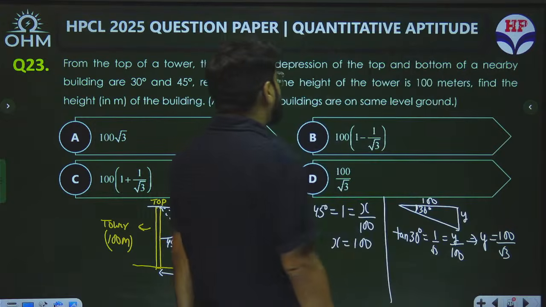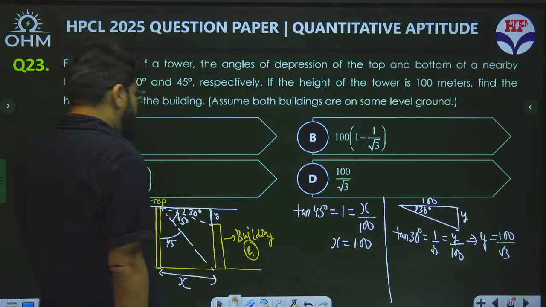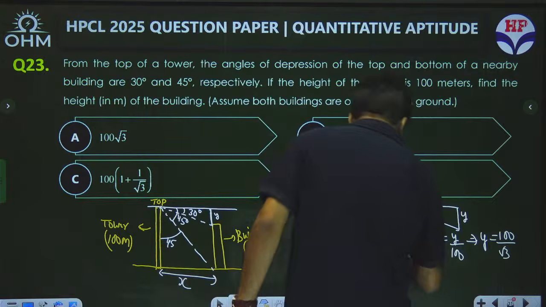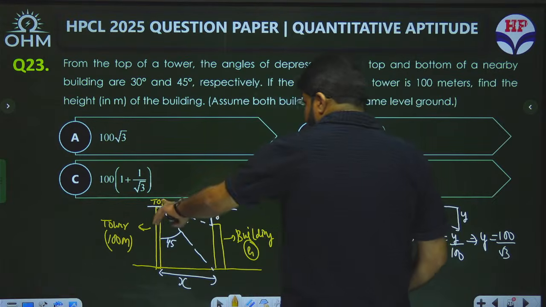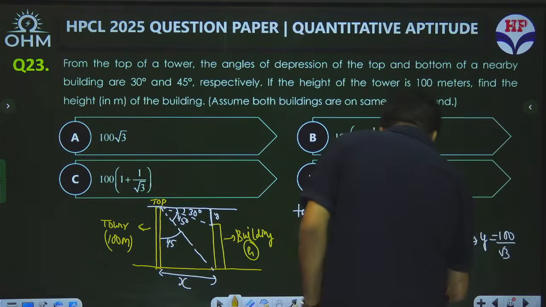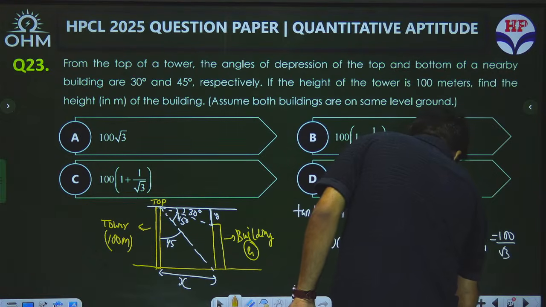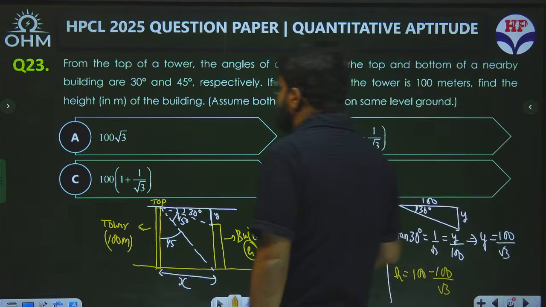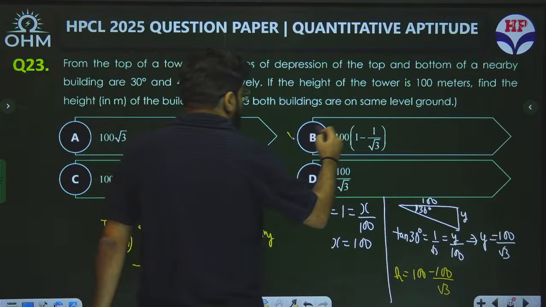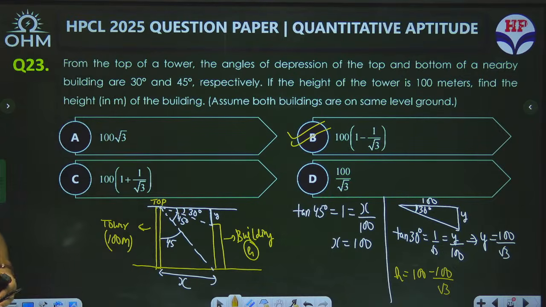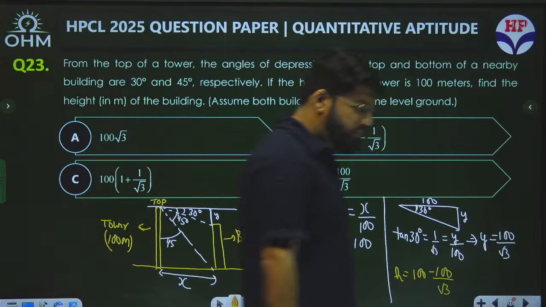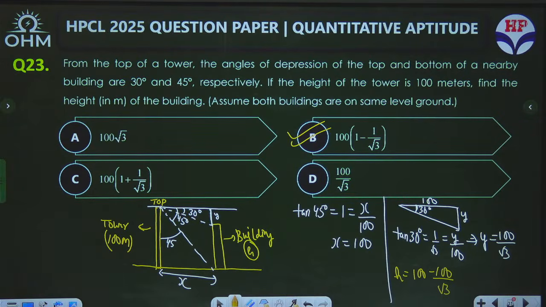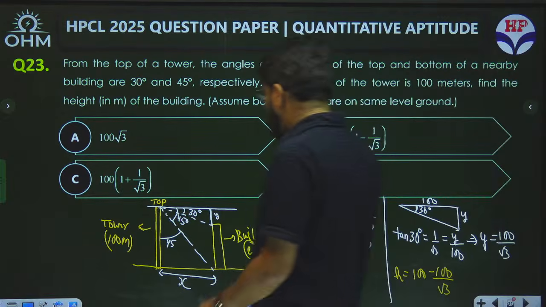Then, what is the height of the building? We've got the answer here. The building height will be 100 minus this y. 100 minus y, where y is 100 by root 3, so 100 minus 100 by root 3. If you take the 100 common, the answer will be 100 into 1 minus 1 by root 3. Answer number B.